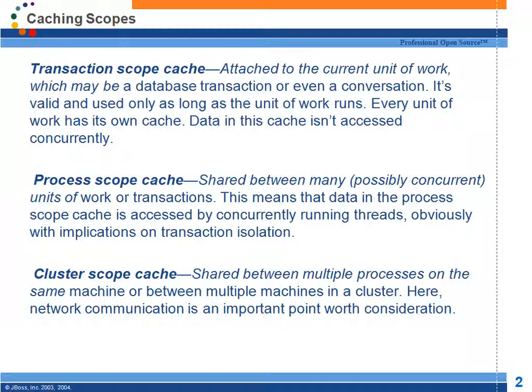Okay, anyway, let me make it clear. First, at this point of time, what I want you to understand is there are three scopes of caches, right? Transaction scope cache is nothing but first level cache, and process level cache is nothing but second level cache, right? We'll talk about these two caches right now.